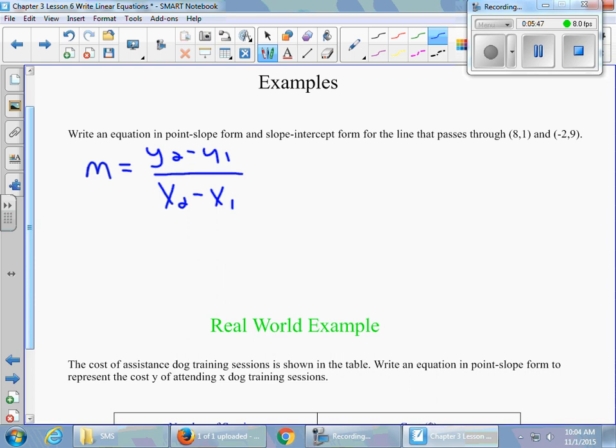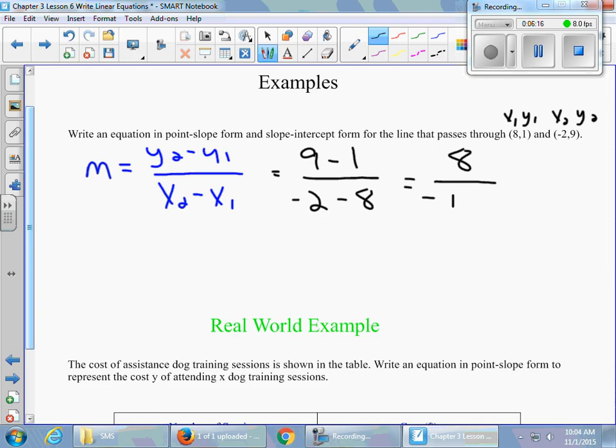And I said label your points. That way we can do that. First one we come to is (8, 1). So this is x1, y1, and x2, y2. Then we just plug them in. Our y2 is 9 minus 1 over negative 2 minus 8. We get 8 over negative 10. And we can reduce that, take 2 out of each one, to make that a negative 4/5.